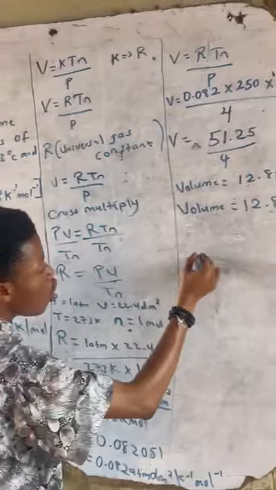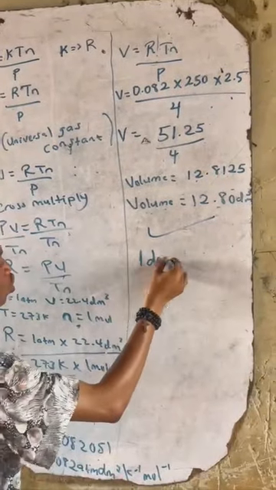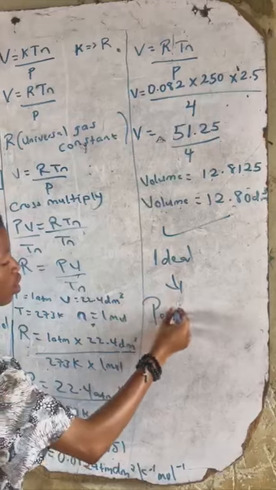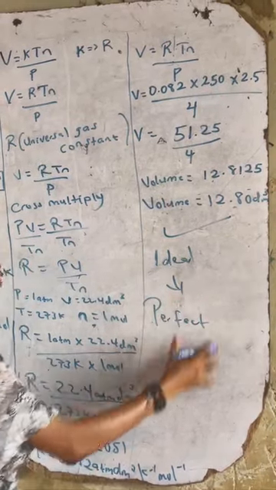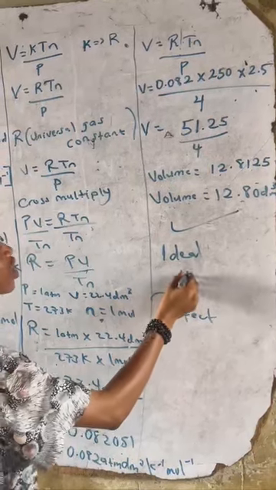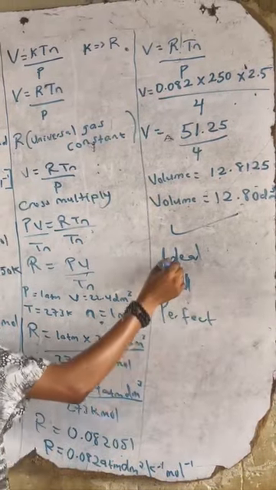Now let me come back to this. Ideal. This is our correct answer. Now ideal, what does it mean? Ideal means something to be perfect. Ideal means perfect. Now we are calling this ideal gas. So the question is, can a gas be perfect? Can a gas be ideal?